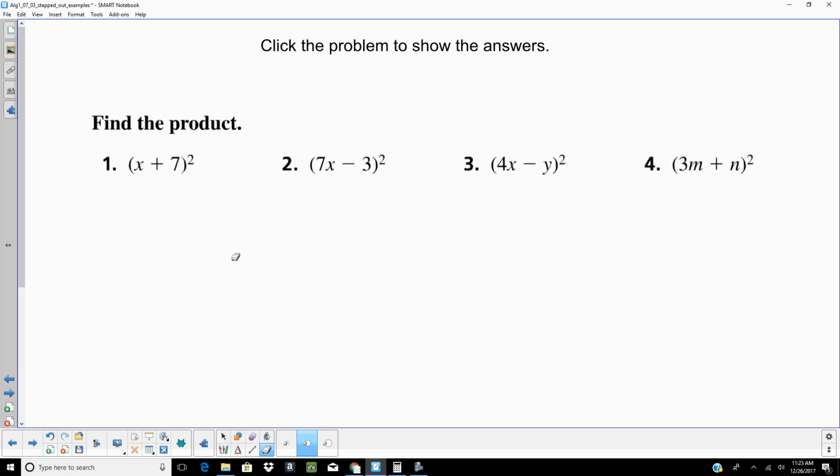So let's go ahead. Let's do a couple more together. Square that first term. Multiply your two terms together, 7x, double it. Square your last term. Hit pause. Try the next three on your own.